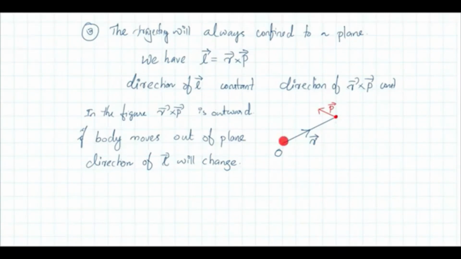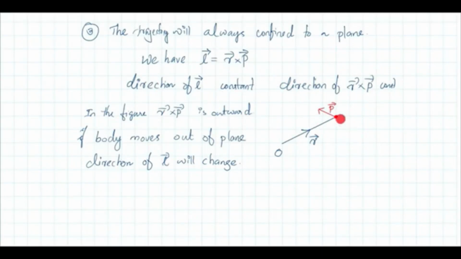Suppose this body moves out of plane. Then what happens? This R will not be in the plane of the board. R is the position vector of the particle. If the particle is not in the plane of the board, R will not be in the plane of the board. Then L is always perpendicular to R and P. In this case, if the particle is right here, L is perpendicular to this board. If the particle goes anywhere in this board, the angular momentum will be out of plane.